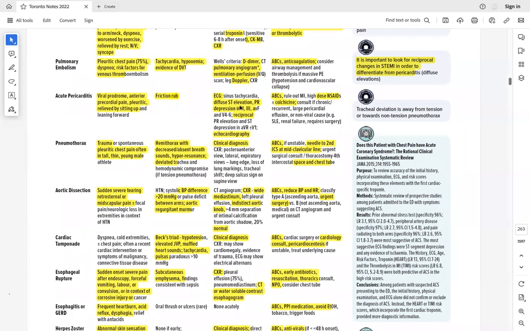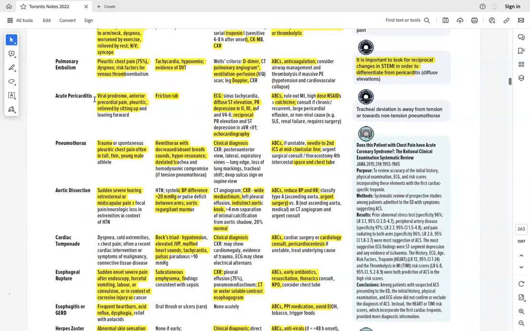But on the ECG, there will be reciprocal changes, PR elevation and ST depression in aVR and V1 lead, and diffuse ST elevation. Otherwise, cardiac biomarkers, everything will be fine. There will be just a history of viral infection. So most probably it is acute pericarditis.